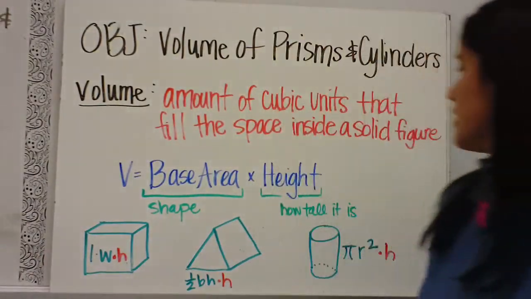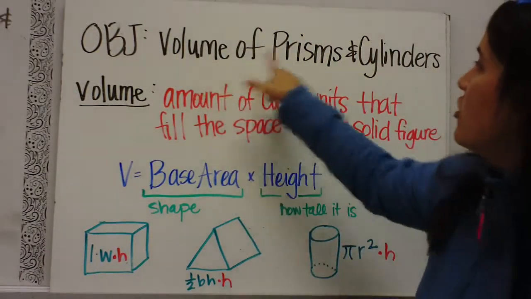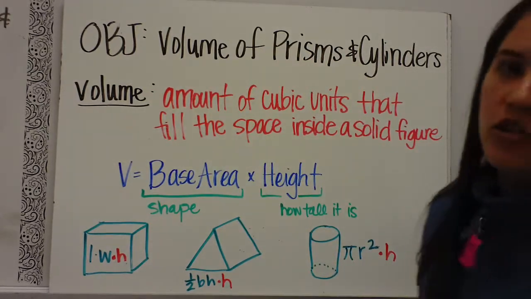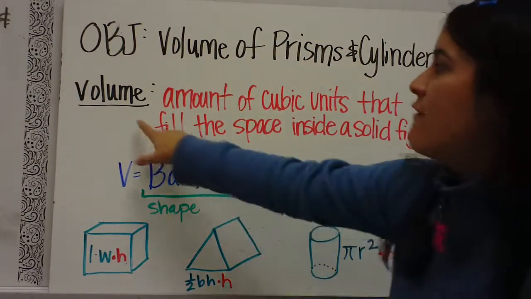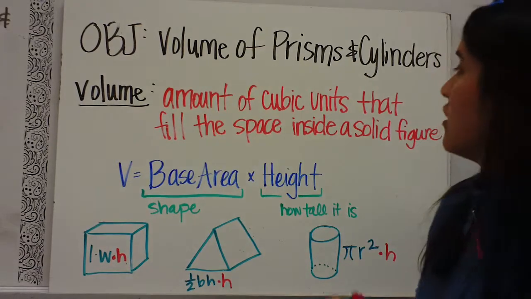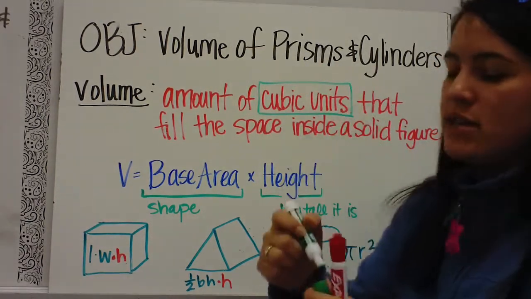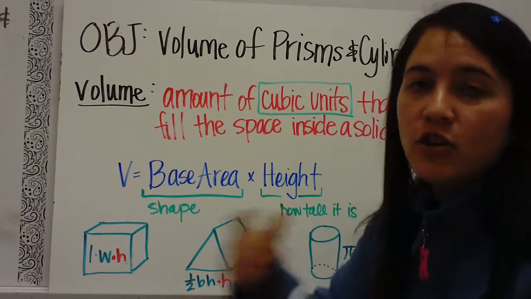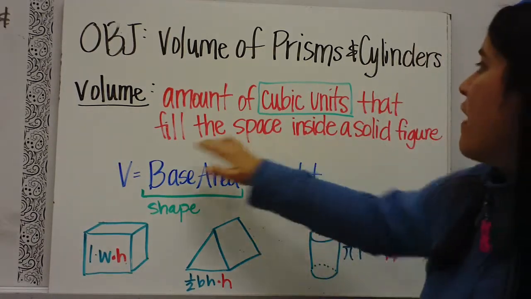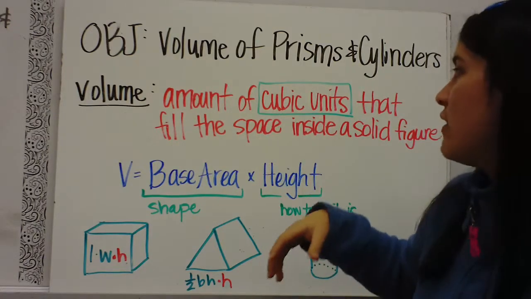Today's objective, make sure you copy this down: volume of prisms and cylinders. So we're starting in our 3D unit. Volume is the amount of cubic units. Cubic units. That's going to be a key word, cubic. Whenever you see cubic, you know we're talking about volume, that fill the space inside a solid.